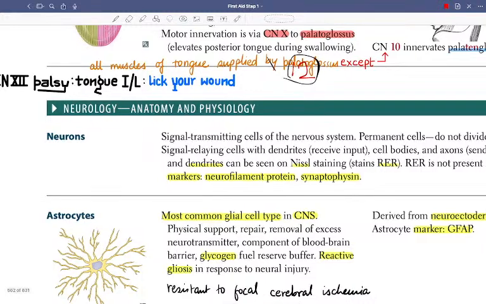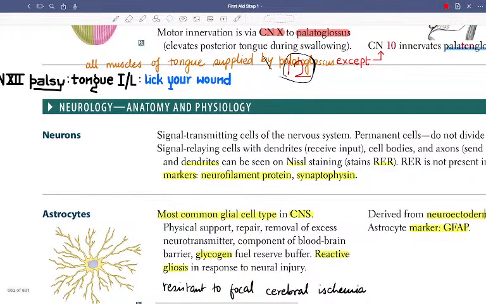The genioglossus basically is the safety muscle of the tongue. It prevents the tongue from falling back, and that's why in cranial nerve 12 palsy the tongue deviates ipsilaterally: lick your wound. The paralysis happens on the ipsilateral side. When the ipsilateral genioglossus stops working, that means the ipsilateral 12th nerve has stopped working, and that side becomes weak and is not able to protrude the tongue. So that is important.